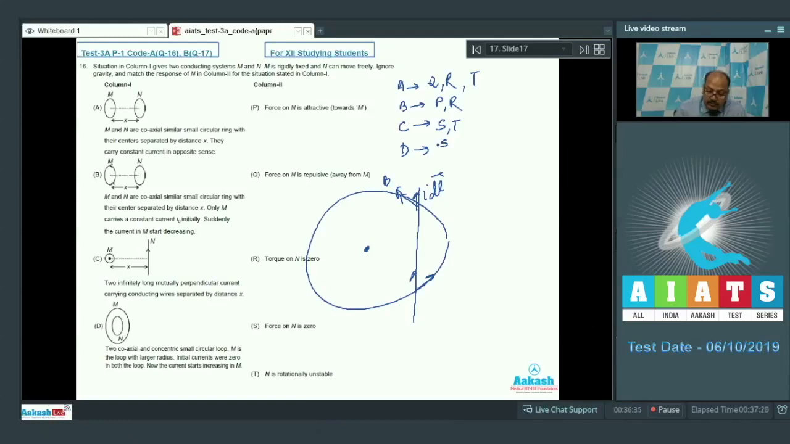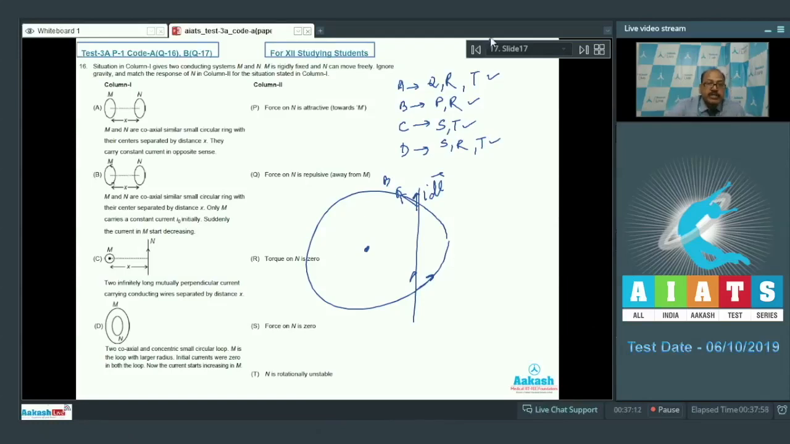Torque is also 0. So R is also correct. Now since their magnetic moments are in opposite direction, it will be like unstable equilibrium, and so T is also correct. So this is how it will go. A matches with QRT, B matches with PR, C matches with ST, D matches with RST.